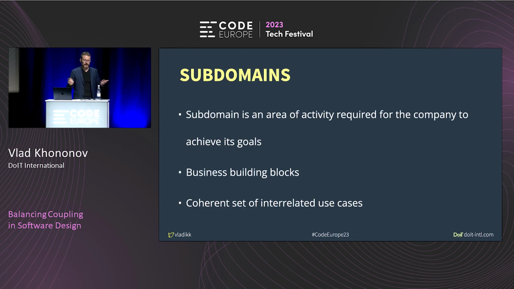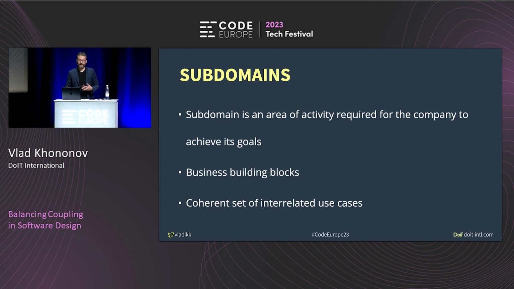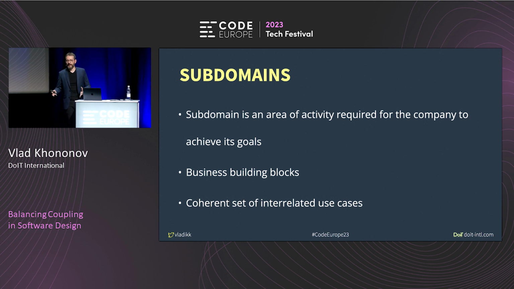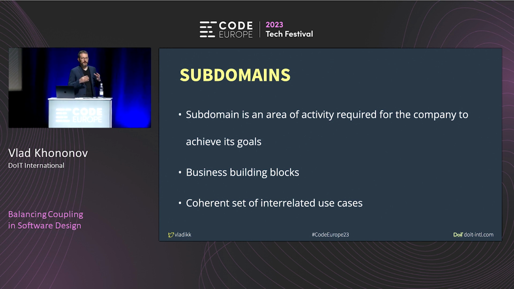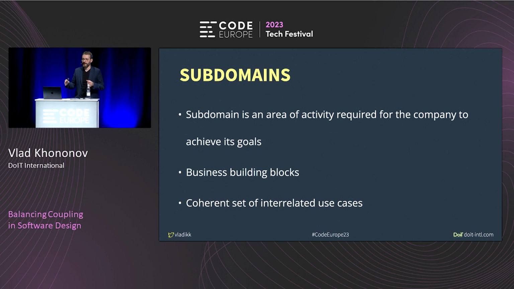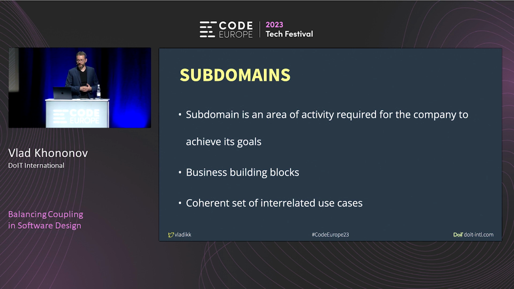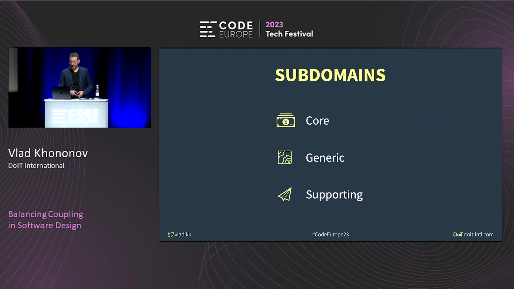And let's see a tool from DDD called subdomains. So according to domain-driven design, a business domain is composed of various business building blocks. These building blocks define fine-grained functionalities that are required for the company to succeed. Think about them as strongly related use cases. Use cases that work on the same set of data and are going to be affected by the same changes in the business requirements. These are subdomains. And we have three types of subdomains. We have core, generic, and supporting subdomains.